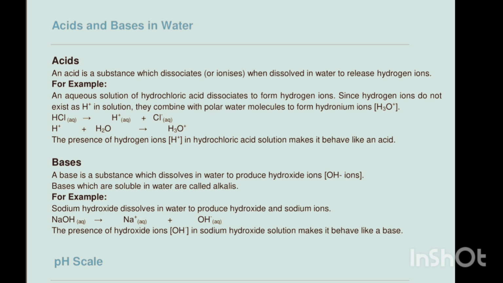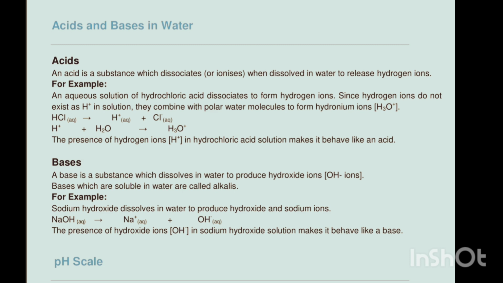When HCl dissociates, it gives rise to H+ and Cl- ions. Then H+ and H2O give rise to H3O+, that is the hydronium ion. The presence of hydrogen ion H+ in hydrochloric acid solution makes it behave like an acid. Base. A base is a substance which dissolves in water to produce hydroxide ions, that is OH- ions.